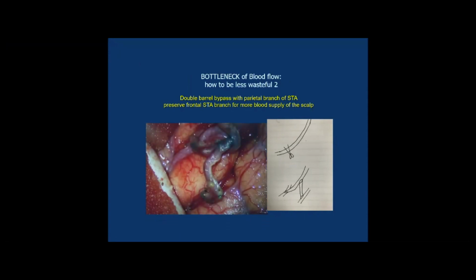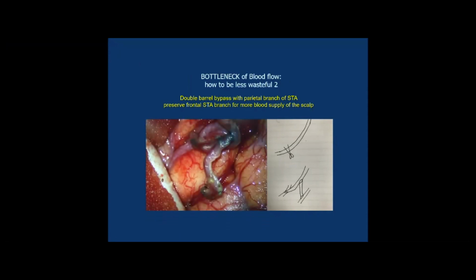So the second bottleneck of the blood flow, how to be less wasteful. Double barrel bypass with a parietal branch of STA: we can use one single branch to create a double bypass. But in the meantime, we still keep the frontal STA branch for more blood supply of the scalp. So this can let more of the cut flow go into the cortex.